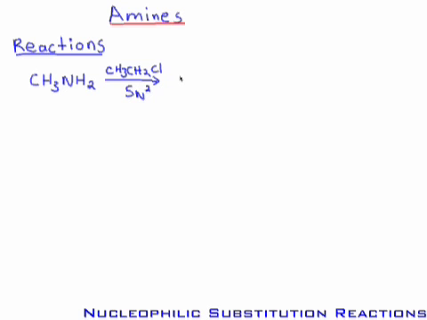That will produce, initially, CH3NH2CH2CH3 positive. Initially we'll get the cation, but the presence of excess base will deprotonate this, giving us a new amine, kicking out chloride.